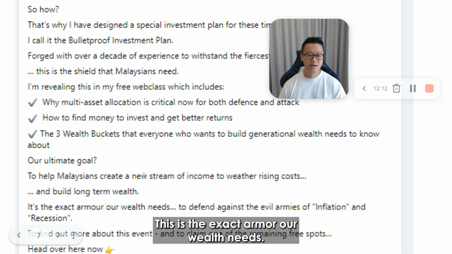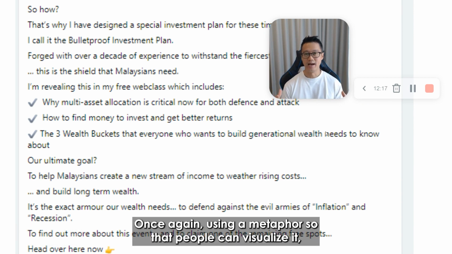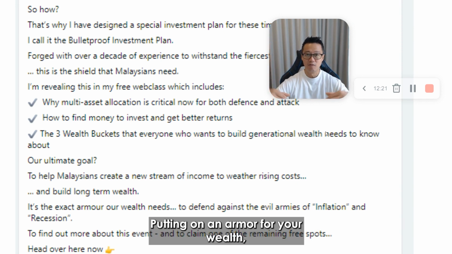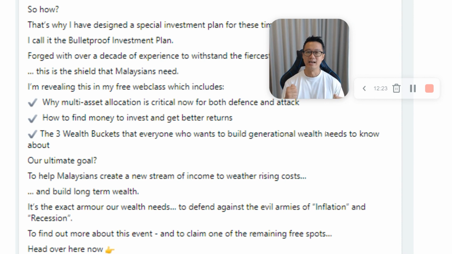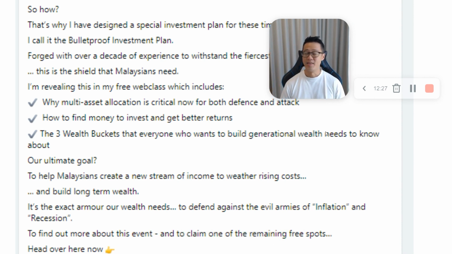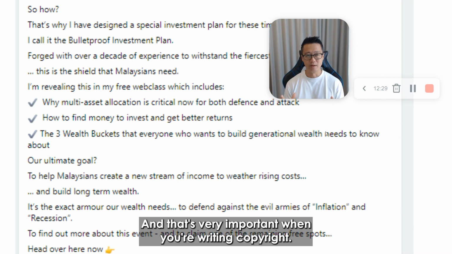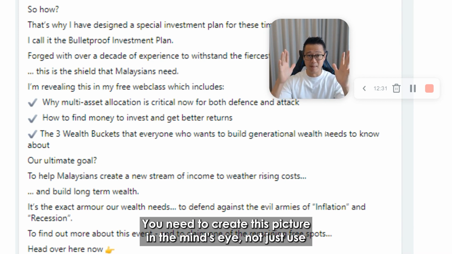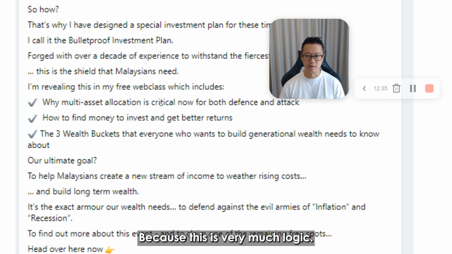This is the exact armor our wealth needs. Once again, using a metaphor so that people can visualize it: putting on an armor for your wealth. That creates a picture in the mind's eye, and that's very important when you're writing copy. You need to create these pictures in the mind's eye, not just use logic. Because this is very much logic.